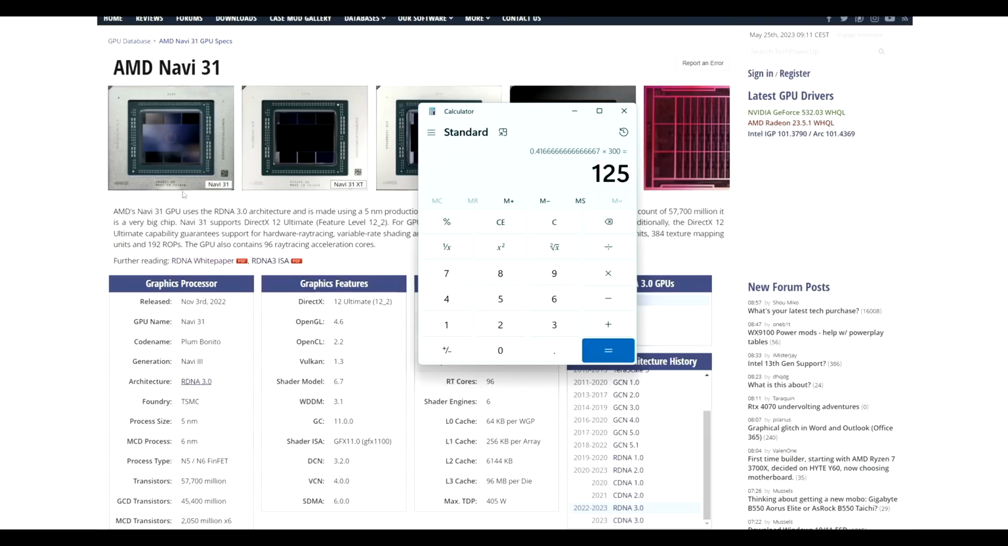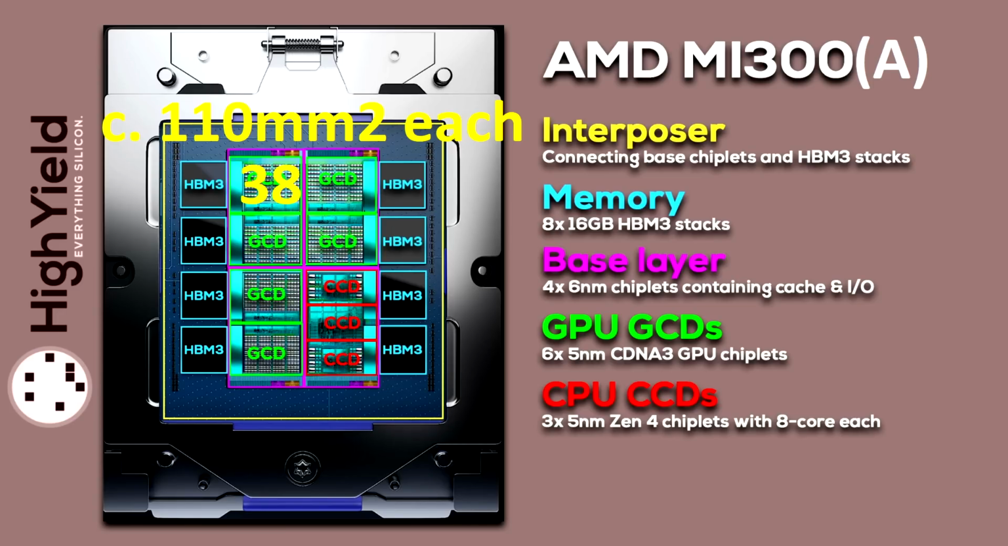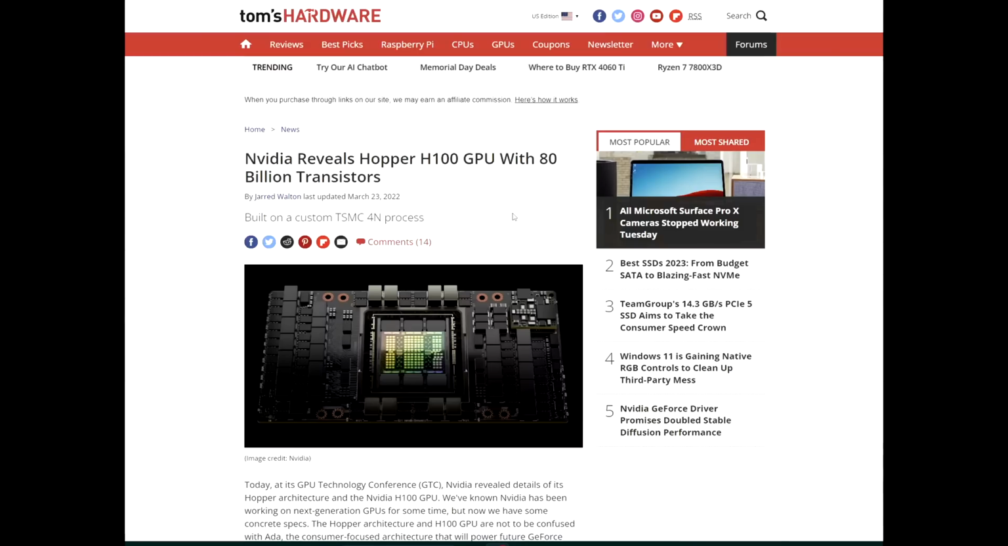So I would say that each MI300 chiplet probably comes in, I mean, you could be talking 100 square millimetres or maybe as much as 110 square millimetres for each 40 compute unit chiplet. And that is an educated guess, you could call it. I don't think it'll be that far away though. Now remember, Nvidia's upcoming H100 with its 80 billion transistors is 814 square millimetres, around 8 times larger than a single MI300 graphics chiplet.